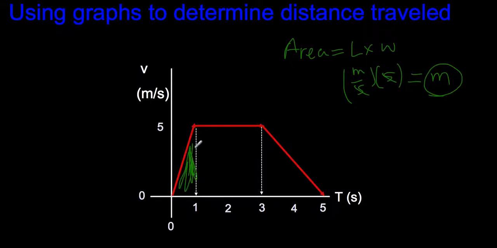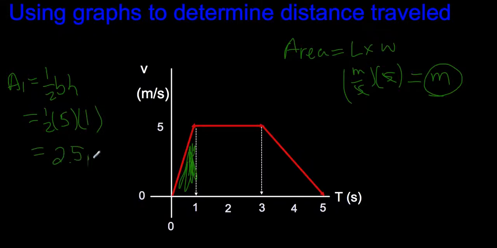The first one we're going to do is this green shaded area. That's a triangle. So the area, which we'll call A1, equals 1/2 base times height. So 1/2 times 5 times 1 equals 2.5 meters traveled.